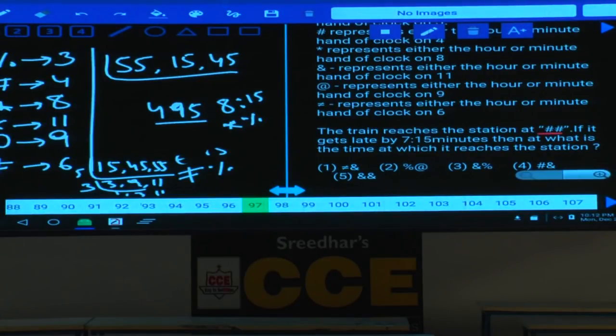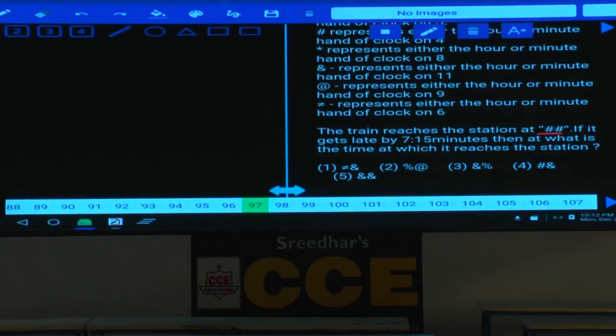Now here the train reaches the station at hash hash. Now there are two types in this one. Now what are those two? The train reaches at what time? 4:20. After being late by 7 hours 15 minutes it reaches at 4:20, or if it gets late by 7:50, then at what time does it reach the station?